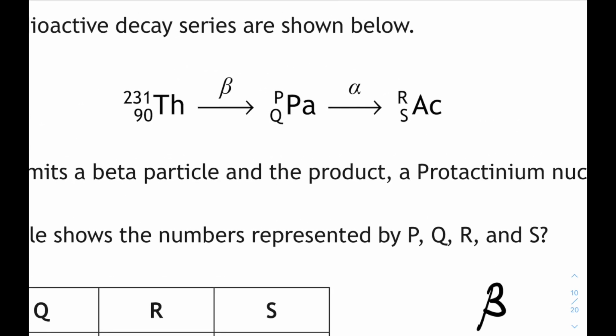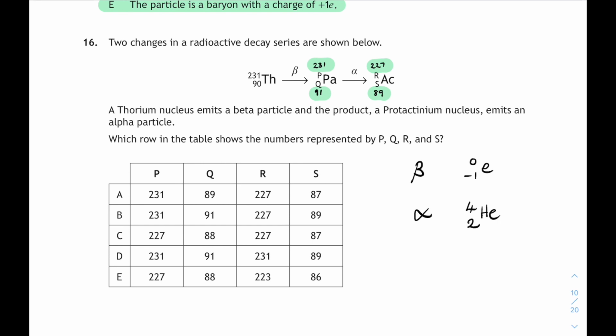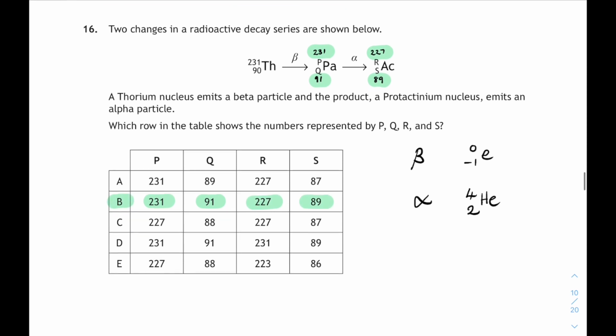So our thorium, which gives out a beta particle, means the top number is going to stay the same, so it is going to stay at 231, and the bottom number is going to go up by 1. But you would also get that from your periodic table. So this protactinium now gives out an alpha particle. So the top number is going to go down by 4 to 227, and the bottom number goes down by 2, or you'll get actinium's atomic number from your periodic table. So now we know all the numbers: 231, 91, 227, 89. It can only be answer B.